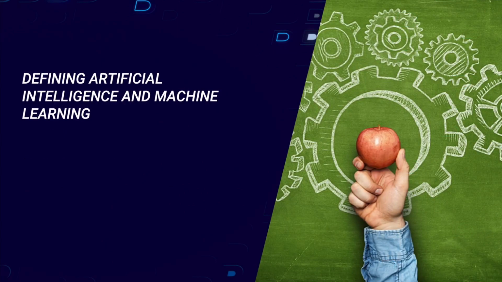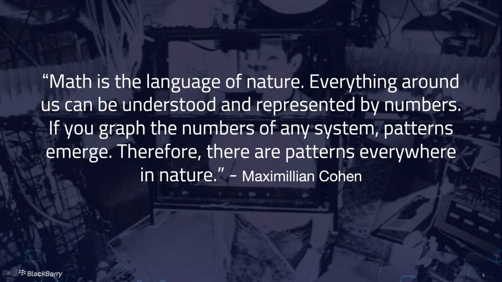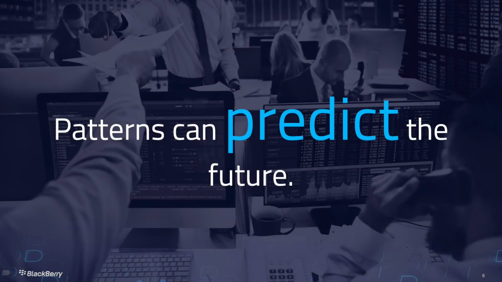So as I said before, we're going to begin by taking a look at some very general concepts, and I think we should start with this excellent quote by Maximilian Cohen. Math is the language of nature. Everything around us can be understood and represented by numbers. If you graph the numbers of any system, patterns emerge. Therefore, there are patterns everywhere in nature. And why are patterns important? It's because patterns allow us to predict the future. We can actually use these previous examples to draw intelligence and actually predict the future.